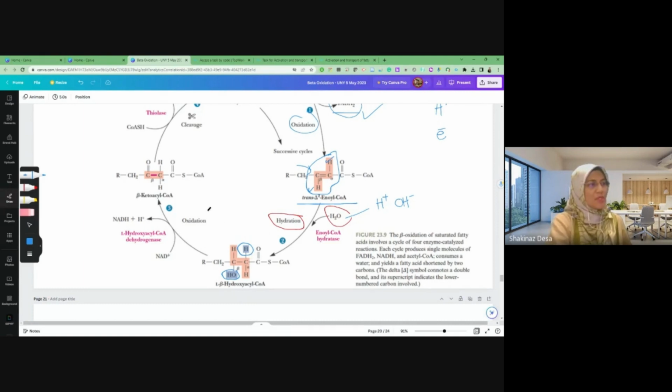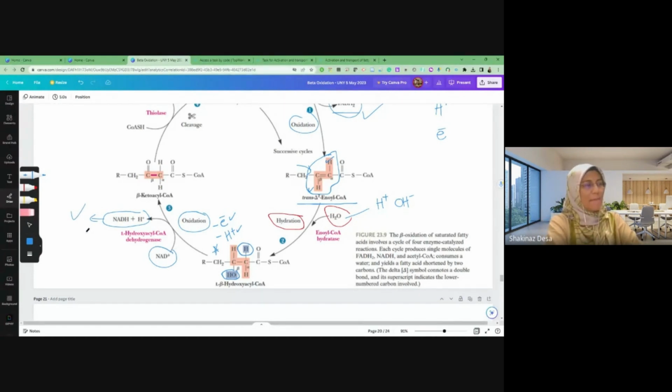After that, we have another oxidation. Just now there was oxidation, now there's another oxidation. Twice oxidation. What happens in the second oxidation? Same thing, this structure will lose its electron. It will also lose its proton. Who will accept this? We have NAD+. They will accept this from the hydroxyacyl CoA. They will accept the electron. It will accept the hydrogen ion. So it becomes NADH and H+. This is the second energy molecule.